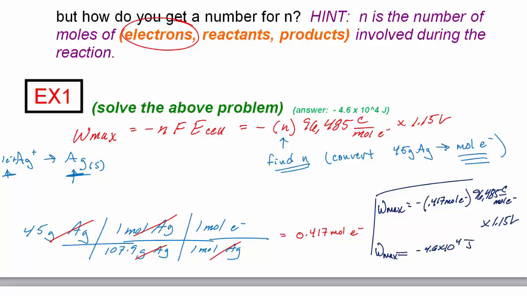Now, units are joules. Remember, work is energy. Energy is work. And why is it negative? It's negative because we are losing energy, right? It's like a battery. If you calculate W max for a battery, it's going to be negative because that energy is lost from the battery.